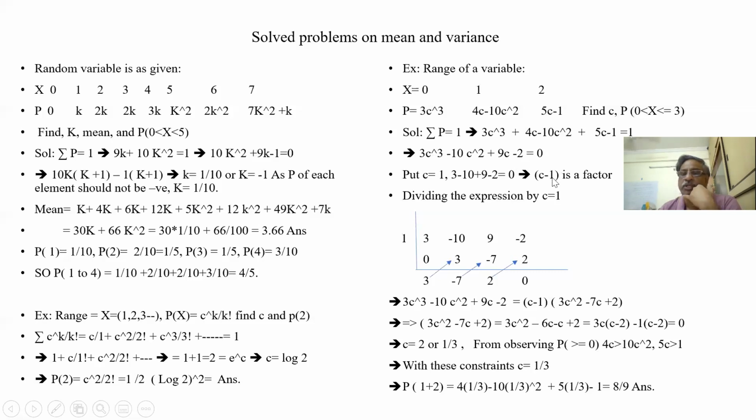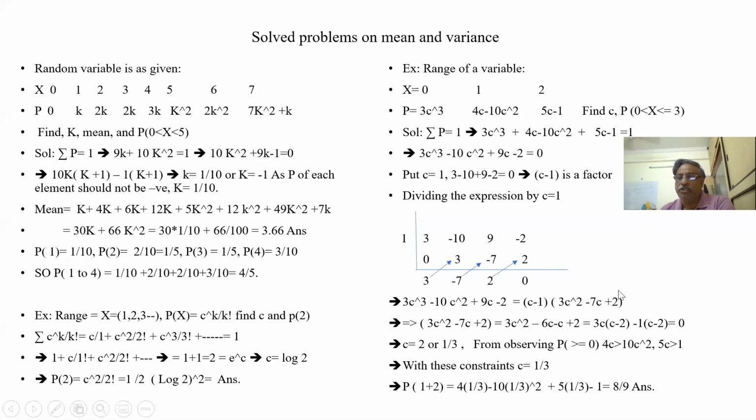So c minus 1 is a factor of this. So I am dividing this equation by c minus 1, as we learned earlier in division. So 3c cubed minus 10c square plus 9c minus 2 divided by c minus 1. I'll put here 3c square. This is one way of division. I put 3, 3 ones are 3. Again add minus 7, 7 ones are 7. Add 2, 2 ones are 2. Add 0. So this is my leftover. What is my leftover? 3c square minus 7c plus 2.